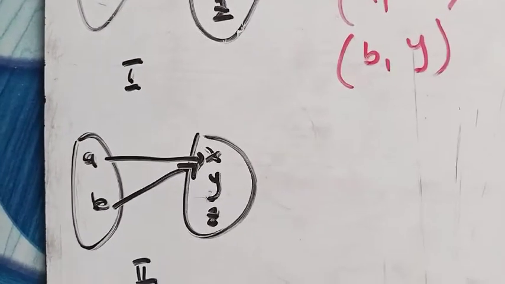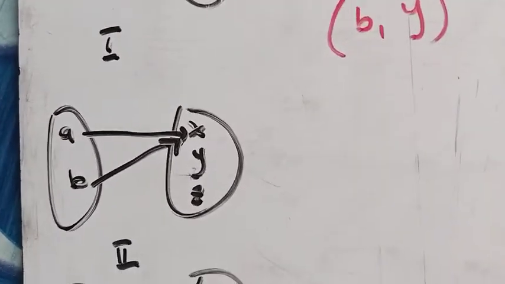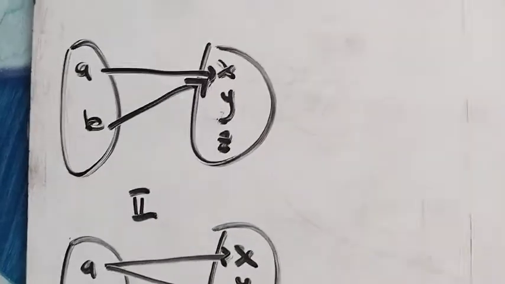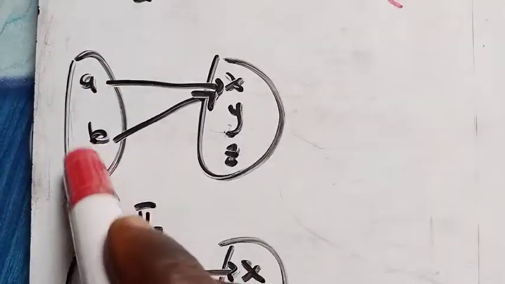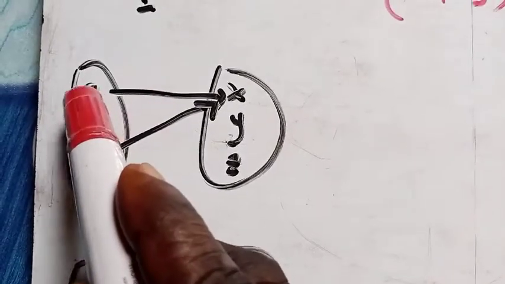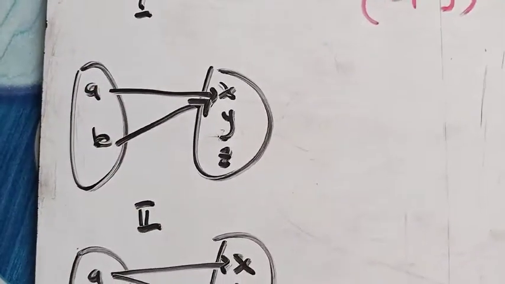Now look at the second one. If you have a look at the second one, you can see that here we have a child, and then there's another child here. Of course, their names are A and B. Now let's check the condition.